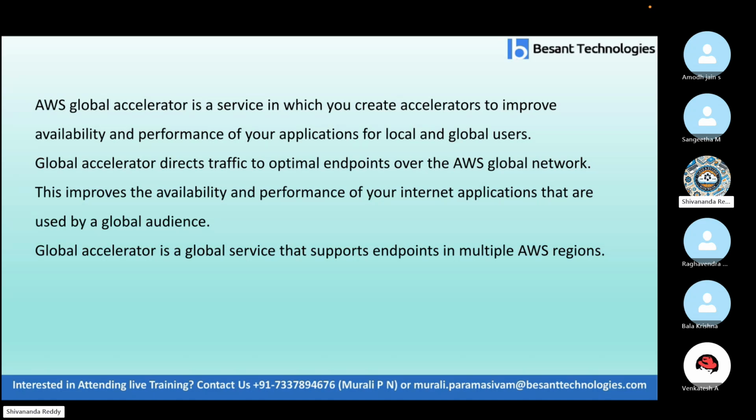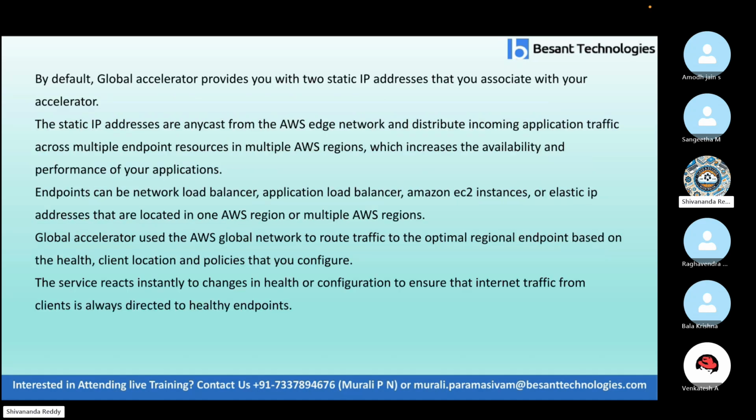Global Accelerator directs the traffic to optimal endpoints over the AWS global network. This improves the availability and performance of your internet applications that are used by a global audience. Global Accelerator is a global service that supports endpoints in multiple AWS regions. By default, Global Accelerator provides you with two static IP addresses that you associate with your accelerator. The static IP addresses are anycast from the AWS edge network and distribute incoming traffic across multiple endpoints, which increases availability and performance of your application.